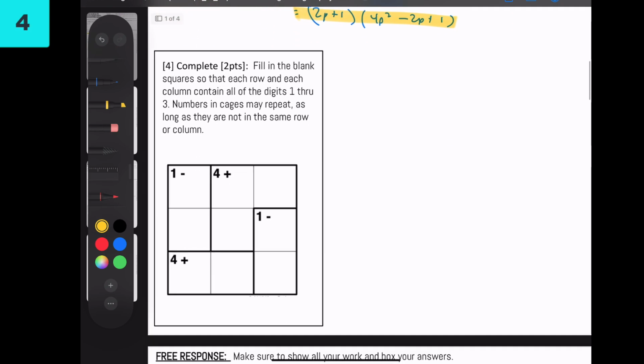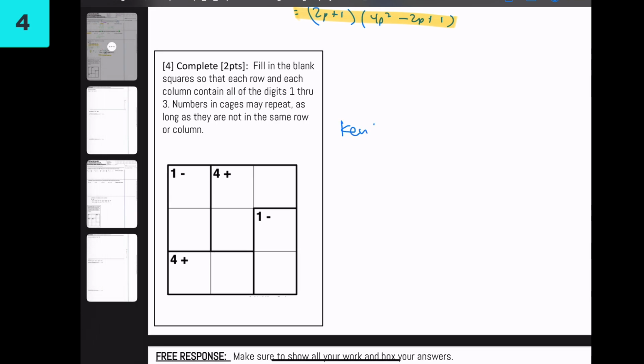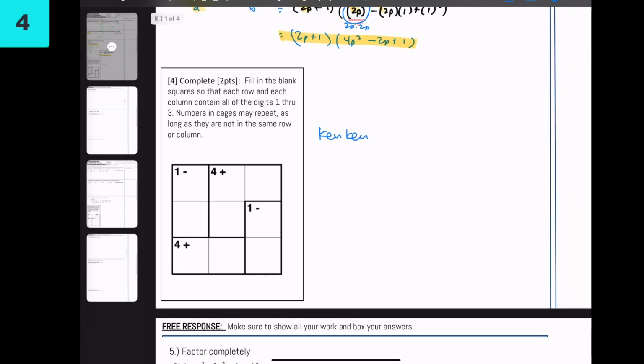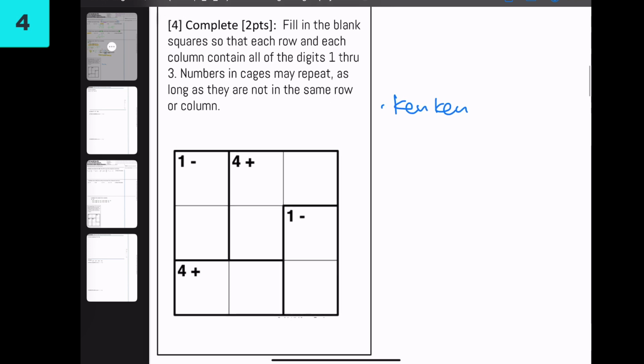Okay, this is called the Ken. So again, if you don't know how to do this one, look on my YouTube channel. Okay, probably the number one mistake if you're not getting this is there's no negatives. And you're only using the numbers 1 to 3. They cannot repeat in the same row or column.